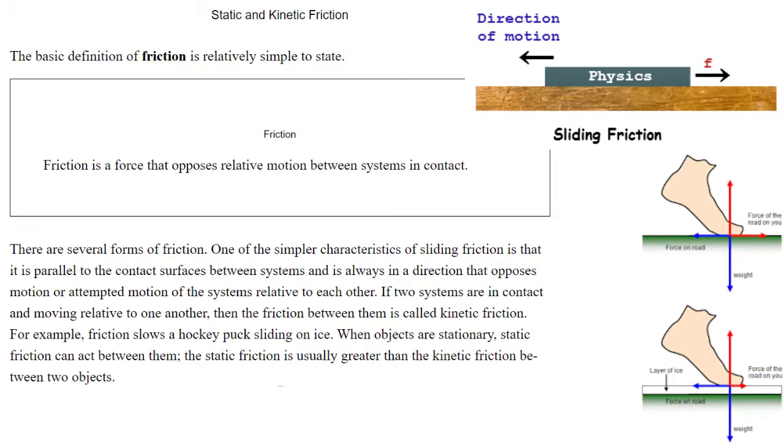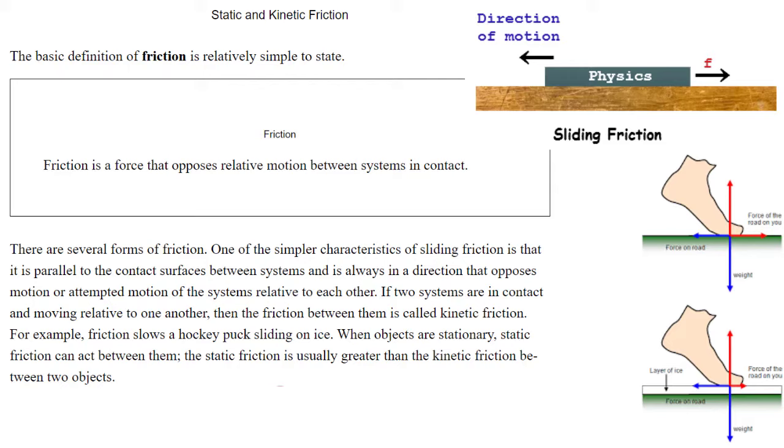Static and kinetic friction. The basic definition of friction is relatively simple to state. Friction is a force that opposes relative motion between systems in contact. There are several forms of friction. One of the simpler characteristics of sliding friction is that it is parallel to the contact surfaces between systems and is always in a direction that opposes motion or attempted motion of the systems relative to each other.